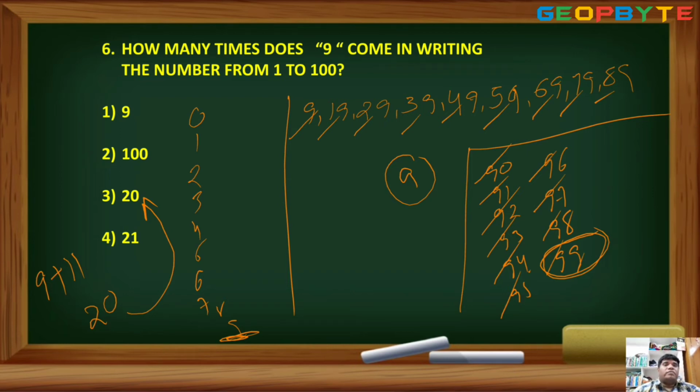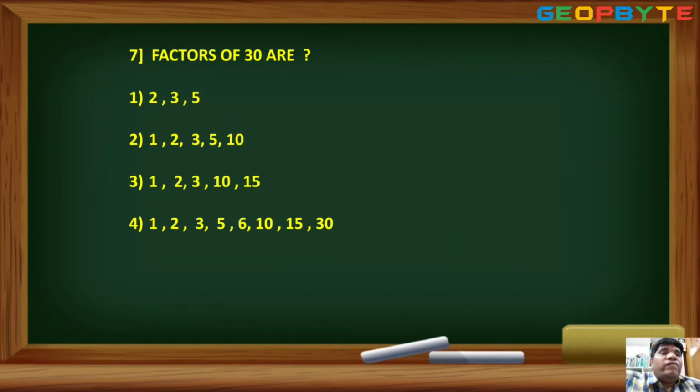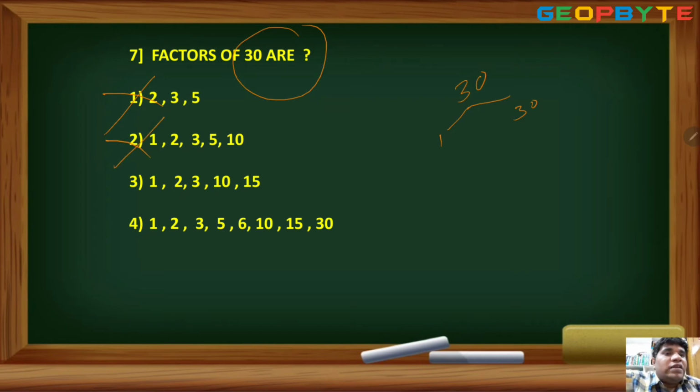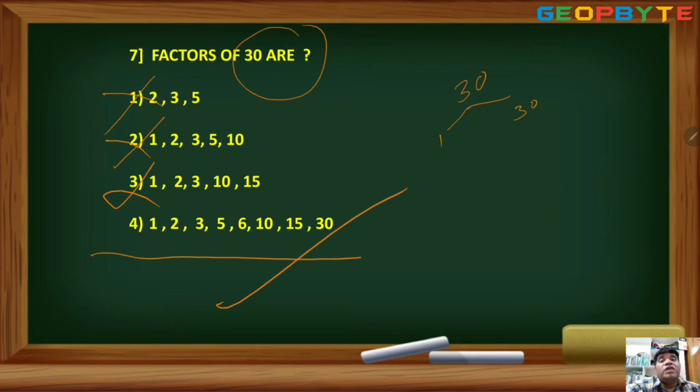Okay, children, answer 20. Next, factors of 30. In this type of question, 1 and the number itself are compulsory factors, so 1 and 30. In option 1, there is no 1 and no 30. In option 2, 1 is okay, but there is no 30. In option 3, 1 is okay, but there is no 30. So what is the remaining option? The 4th, by using option-wise elimination.